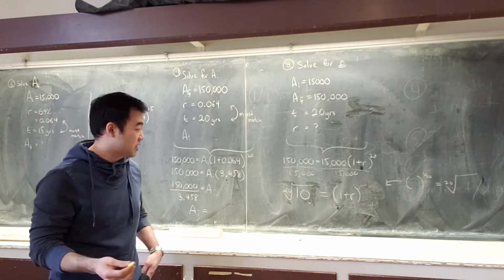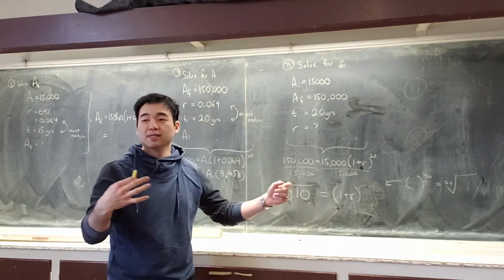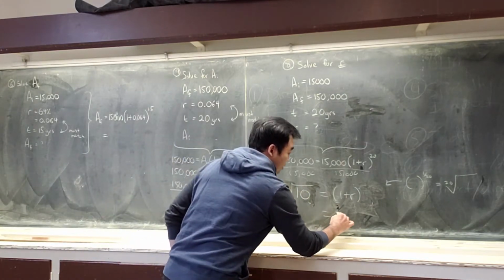So someone's going to have to work this out for me. The 20th root of 10 is going to be 1 plus r.